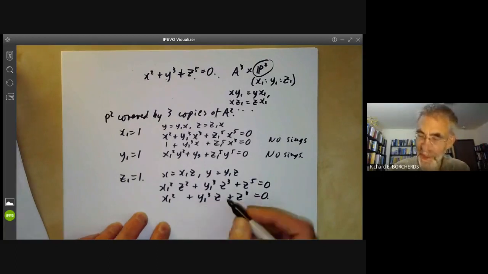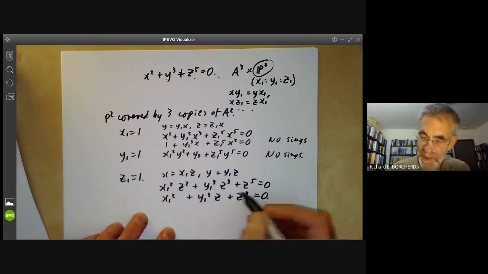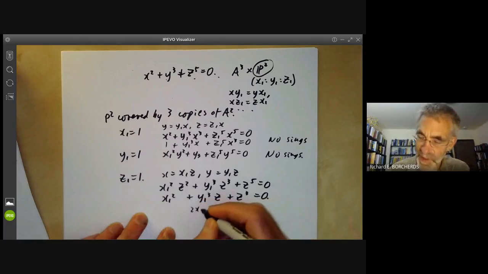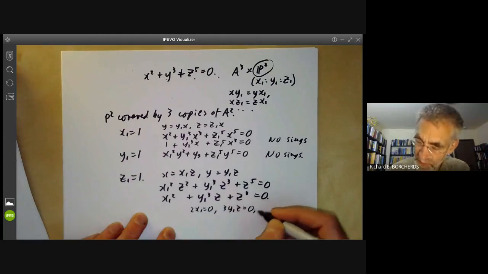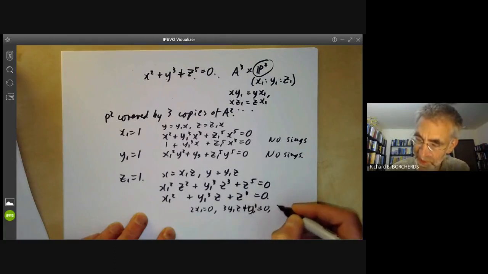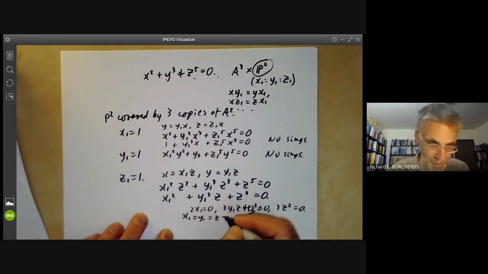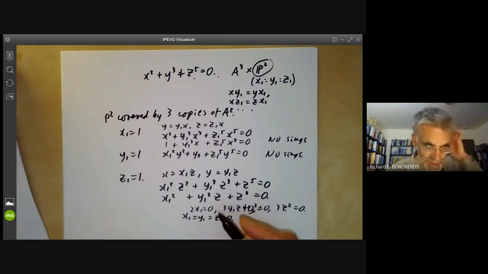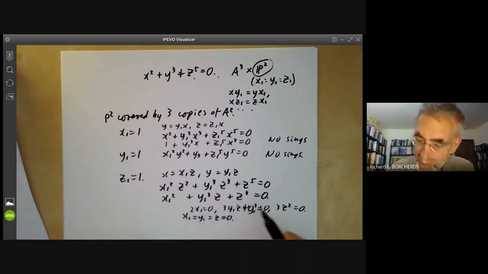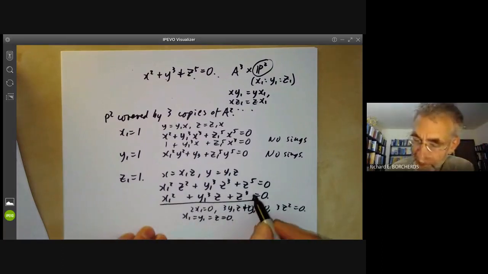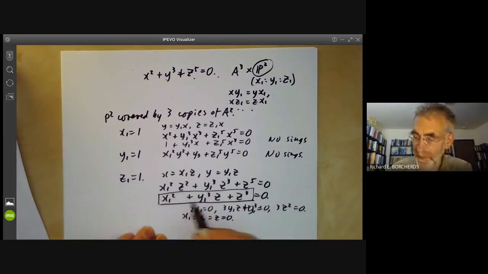The singularities are given by taking the derivatives of this. So we get 2x1 equals 0, 3y1 z equals 0, sorry, 3y1 z plus y1 cubed equals 0. And 3z squared equals 0. And this time we have a singular point given by x1 equals y1 equals z equals 0. So we've got just one singular point, and the singularity is the singular point of this variety here.